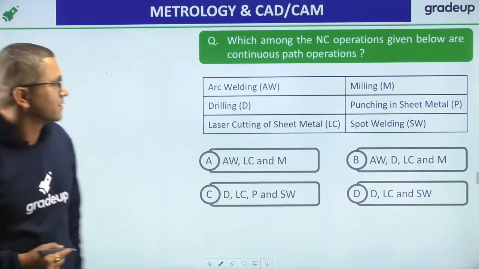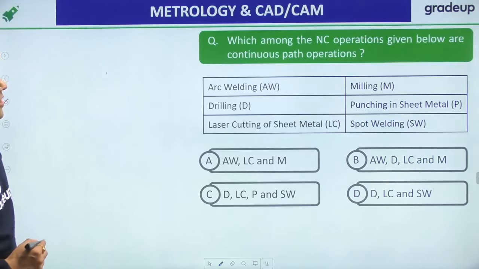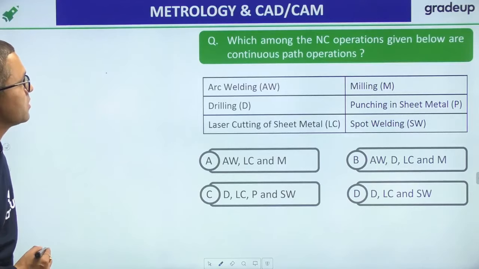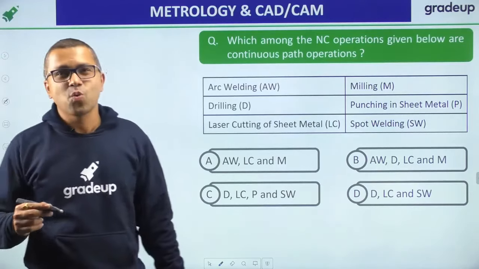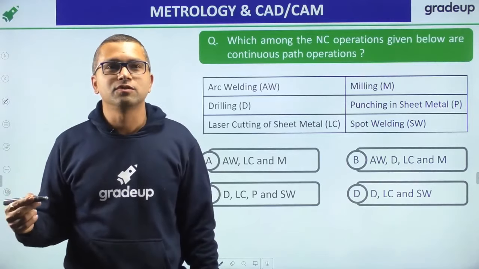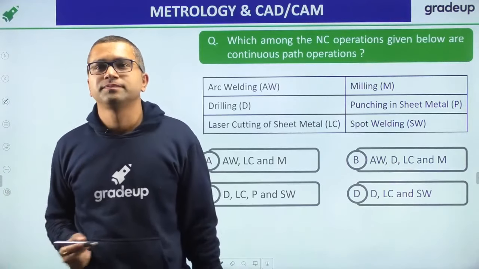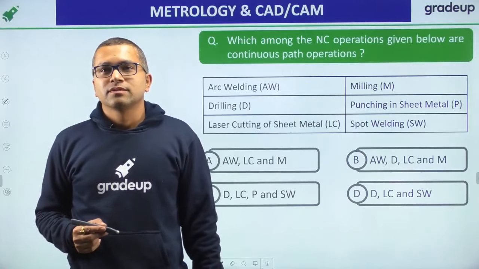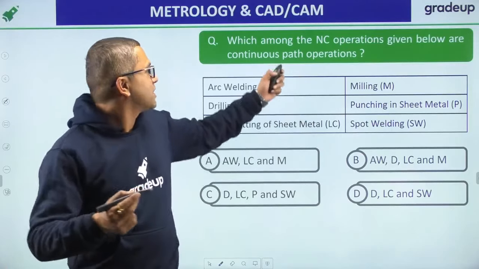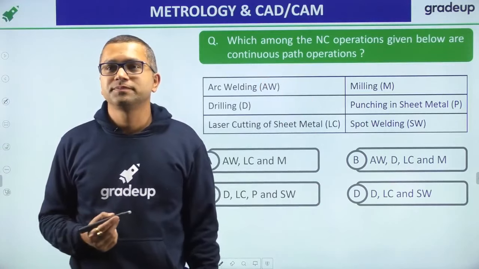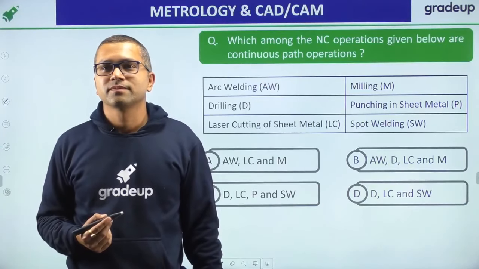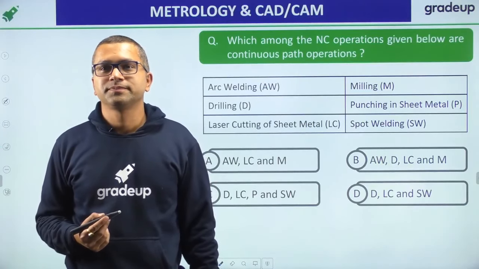Okay, yes. Fine. Now, which among the NC operations given below are continuous path operations? What is continuity? Let me ask you. What do you understand by continuity? Then you will be able to understand what is continuous path operations.